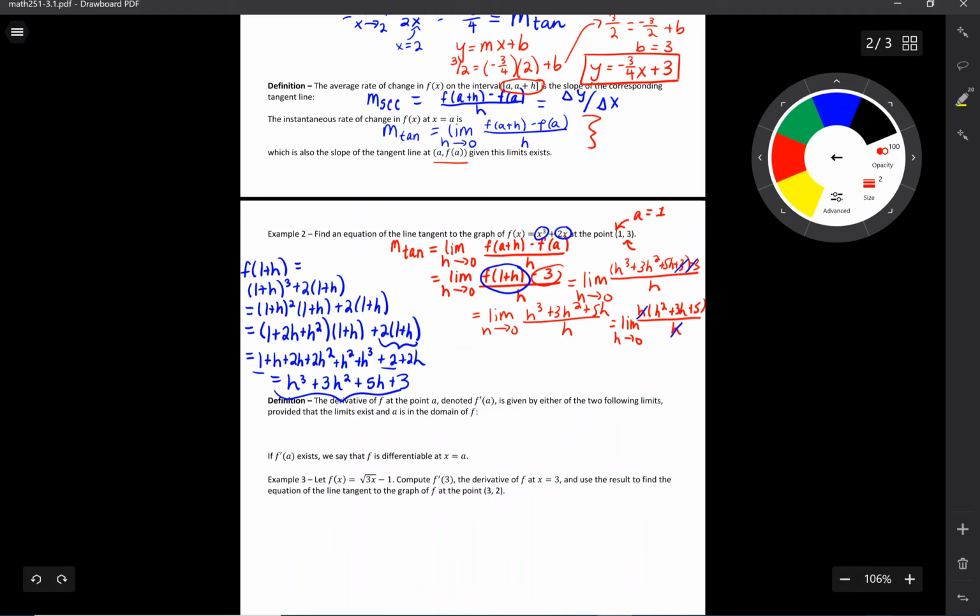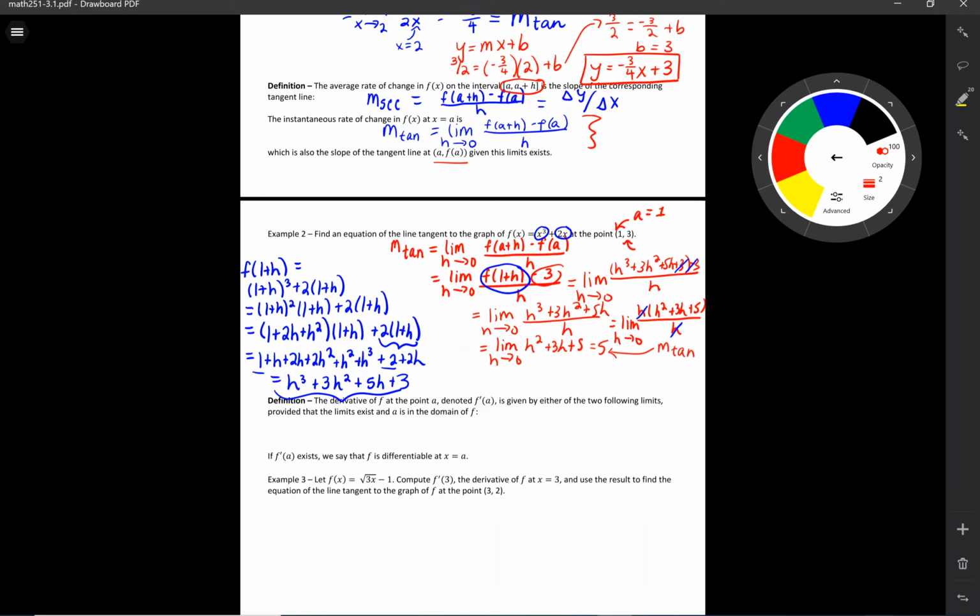And so I have the limit as h goes to 0. All I'm left with is h squared plus 3h plus 5. And now I can just plug in h equals 0. When I plug in h equals 0, I get 5. So 5 is m sub tan. This means that the slope of our tangent line of the graph x cubed plus 2x at the point x equals 1 is 5.